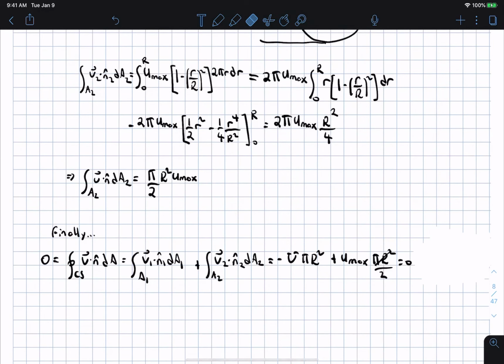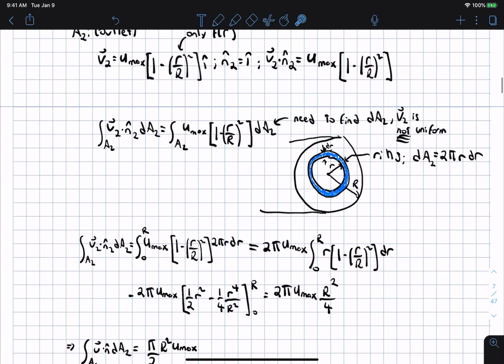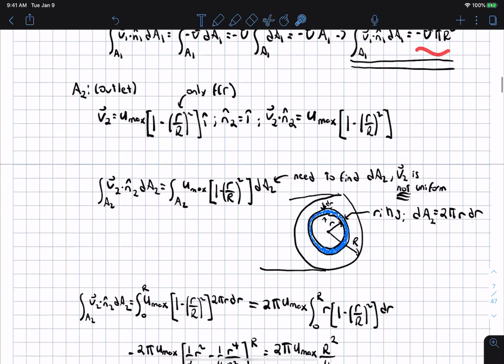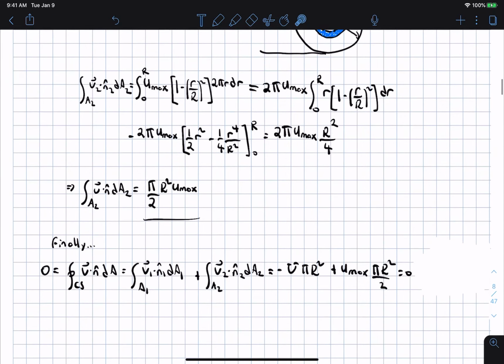We'll erase that line. And so I substitute that in. This here is the result for A2. This here is the result for A1, which is right there. We substitute them in. These are equal to 0, so we have a pi R squared here that we can cancel out with the pi R squared here and solve for u max. And our final result is that u max is just twice u.